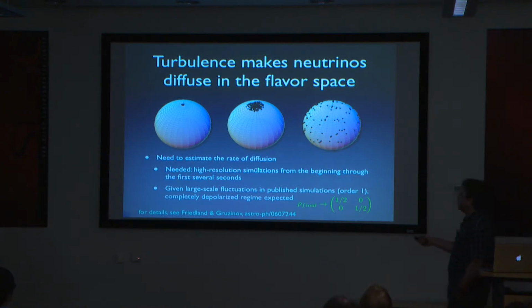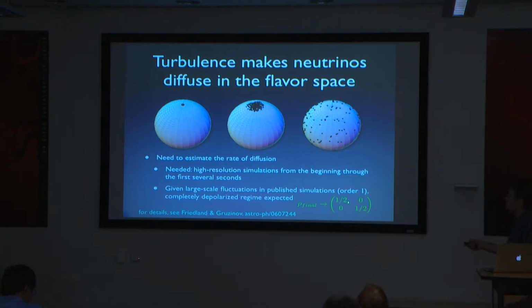Now, if we take what we know about the simulations, we can take large-scale fluctuations and then assume that there is a Kolmogorov-type cascade to smaller scales. The dissipation scale is much smaller than the scale of neutrino oscillations. So this cascade is in the inertial regime. And you can take large-scale fluctuations of the published simulations, which are order 1 fluctuations on the scale of the bubble. And then you scale them to smaller scales, and you get that these small fluctuations are strong enough to cause complete flavor depolarization.